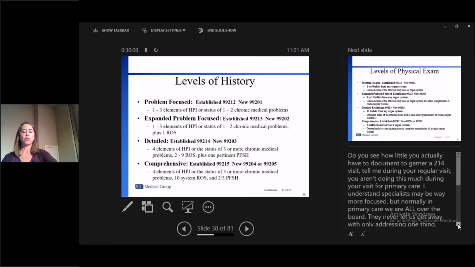So here's the written out version of this. For your level of history, to get a problem focused, which is going to be an established 99212 or a new 99201, you have to have one to three elements of your HPI or a status of one to two chronic medical conditions. And that's it, okay? I'd hope that none of you are doing 99212 or 99201 visits in this room.